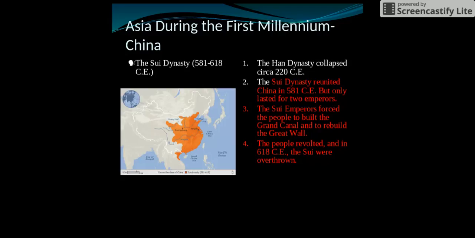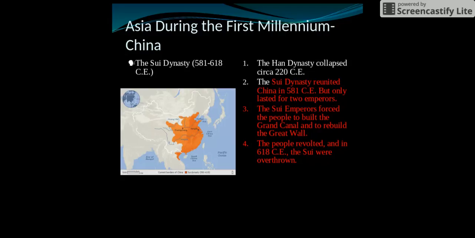So there's only 2 emperors in the Sui dynasty, and the Sui dynasty is going to collapse when people revolt against the Sui. One of the reasons that the Sui sees revolt is because in a lot of ways, they're kind of oppressive, and there's a little bit of a reflection of the Qin dynasty here.